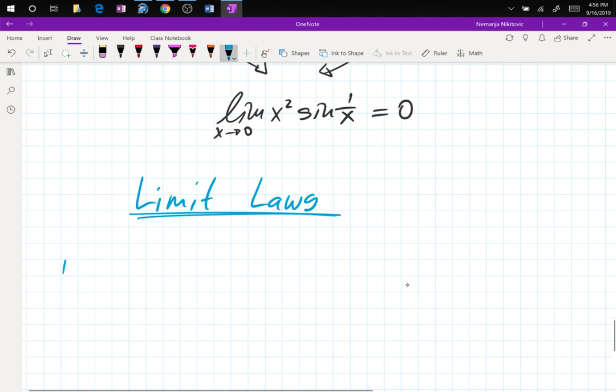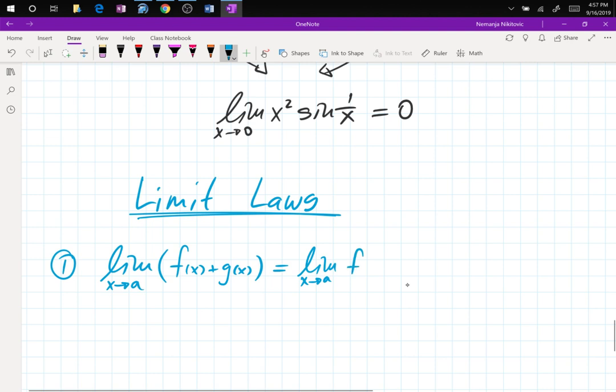So, number 1, if you have the limit as x goes to a of f of x plus g of x, so you're adding 2 functions together, you can take independent limits of each of the functions and then add the results. So you can solve the limit as x goes to a for f of x plus the limit as x goes to a for g of x separately. Let's say one gives you 7, the other one gives you 13, and then 7 plus 13 is 20. Same rule for subtraction.